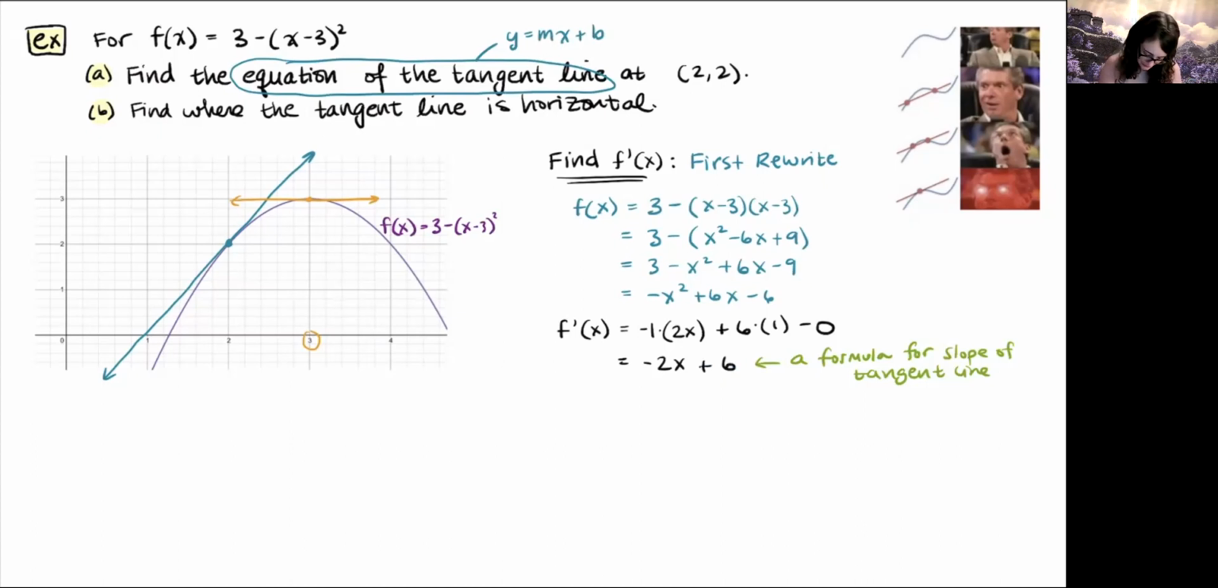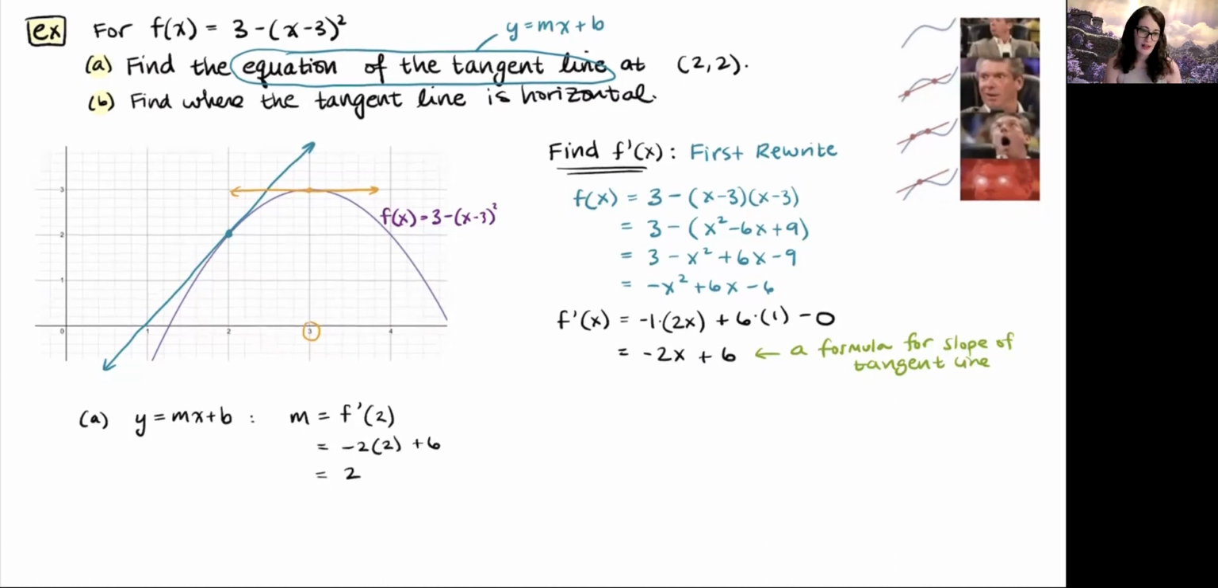Okay, so for part A, we're looking for y equals mx plus b. We need m. Again, that's given to us by the derivative evaluated at the point that we're interested in, and that's 2. So f prime of 2. We're going to plug in a 2 into the derivative. So it'll be negative 2 times 2 plus 6. Negative 2 times 2 is negative 4. Add 6 to that and we get positive 2. So that's the slope of the line that we have here, positive 2.